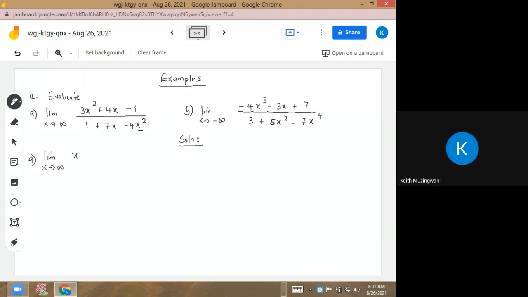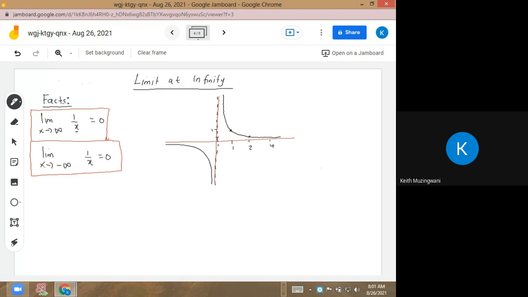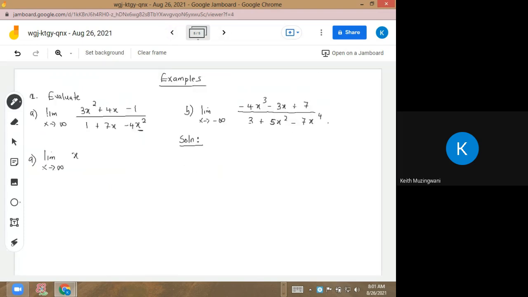So because we know that the limit as x goes to infinity of 1 over x is 0, and to negative infinity of 1 over x is 0, what we'll do for this type of questions, you always look at the highest degree of the denominator and factor it out for both the denominator and in the numerator. You consider the highest degree of the denominator and have it factored out in the numerator and in the denominator. Since the highest degree is x squared for the denominator, we'll go in the numerator and factor out x squared.